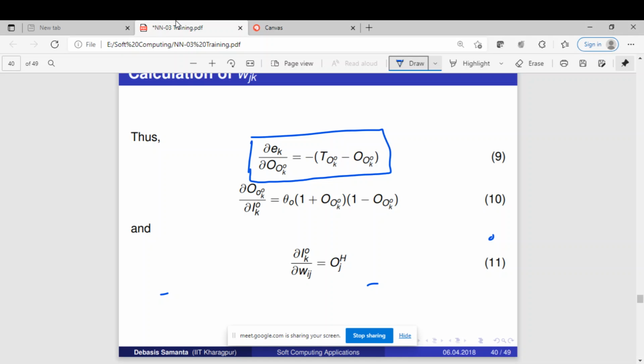Okay, before that I would like to clarify one thing. This equation can be thought of in a different way also. How are we getting it in terms of O? That clarity I'll try to give now. Just a minute.